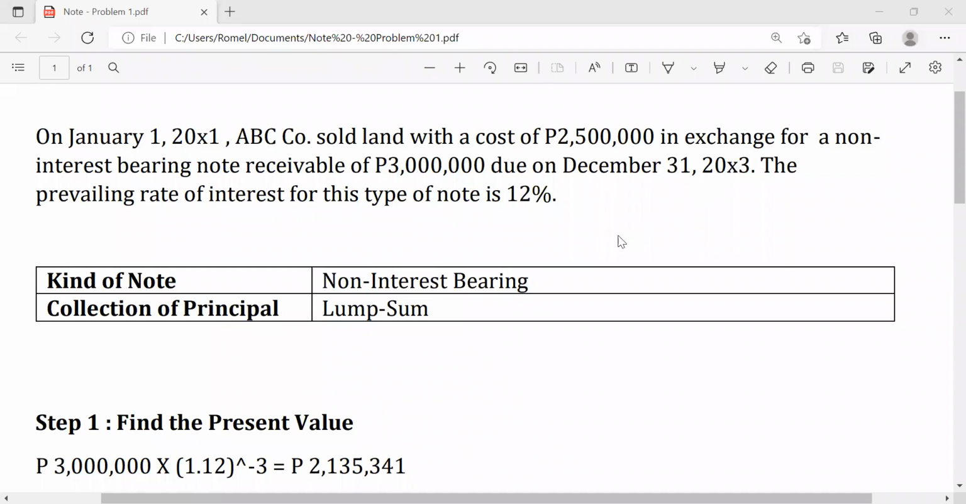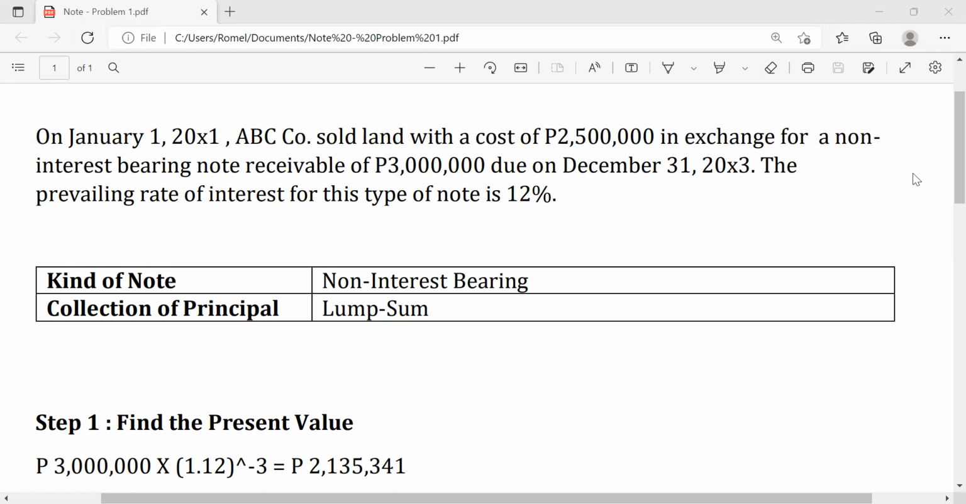Hi guys, we will now discuss a non-interest bearing lump sum note. On January 1, 20X1, ABC Corporation sold land with a cost of 2,500,000 pesos in exchange for a non-interest bearing note receivable of 3 million pesos due on December 31, 20X3. The prevailing rate of interest for this kind of note is 12%.